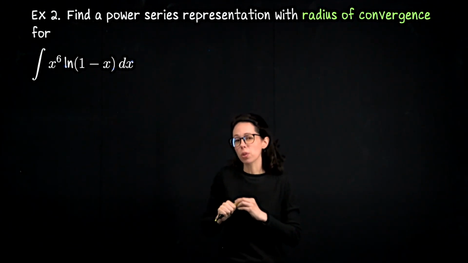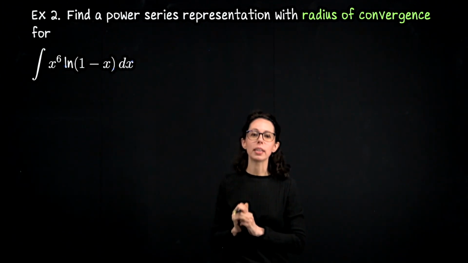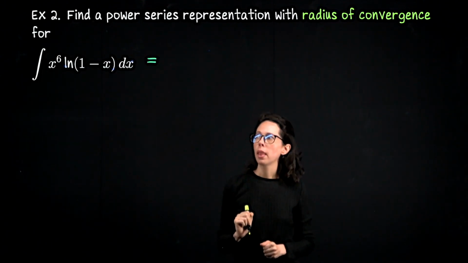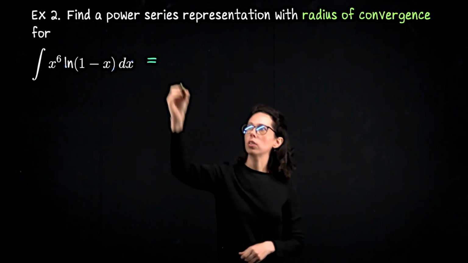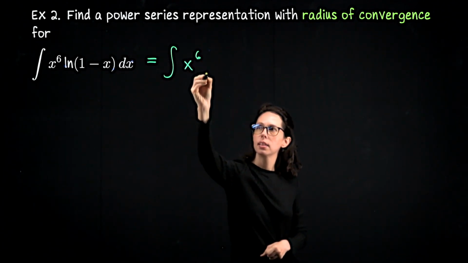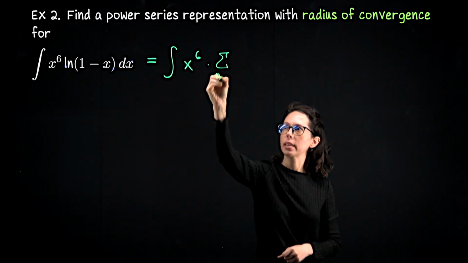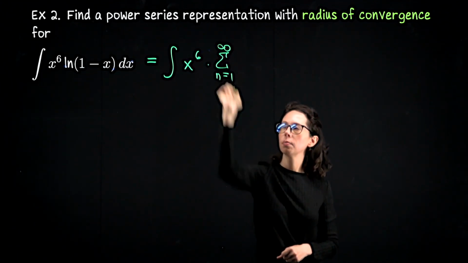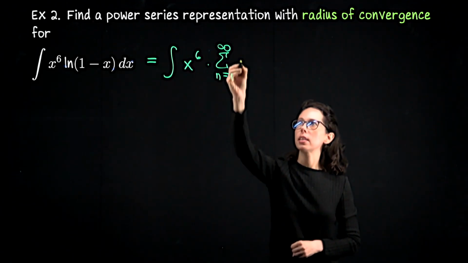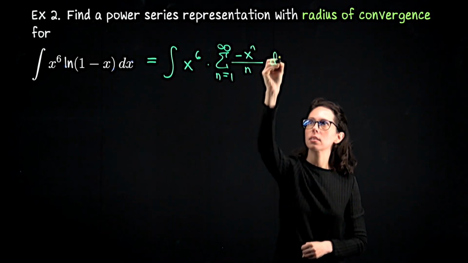Okay, we've done most of the work on the previous exercise. So we already have the power series representation that we need for natural log of 1 minus x. So let's move forwards now and say that this integral could be thought of as the integral of x to the 6th times a power series representation, and I will take the n equals 1 version because it looks a little cleaner. So indexing from n equals 1 to infinity, negative x to the n over n dx.